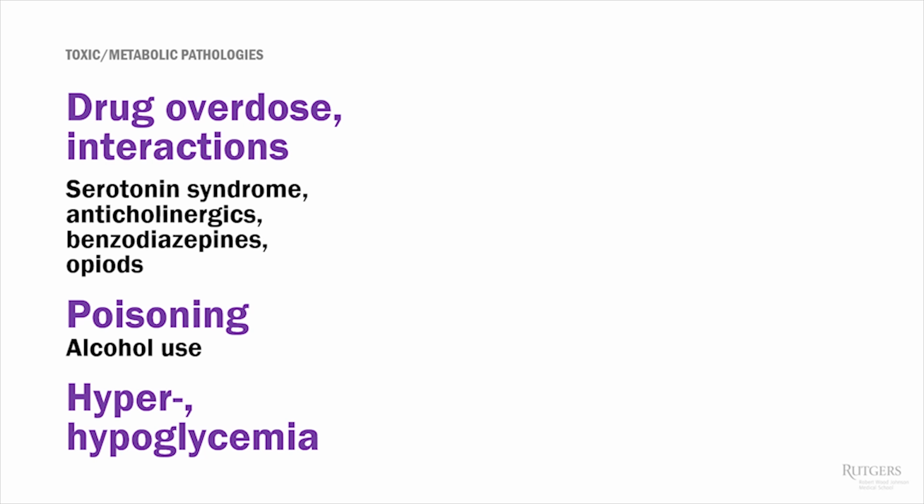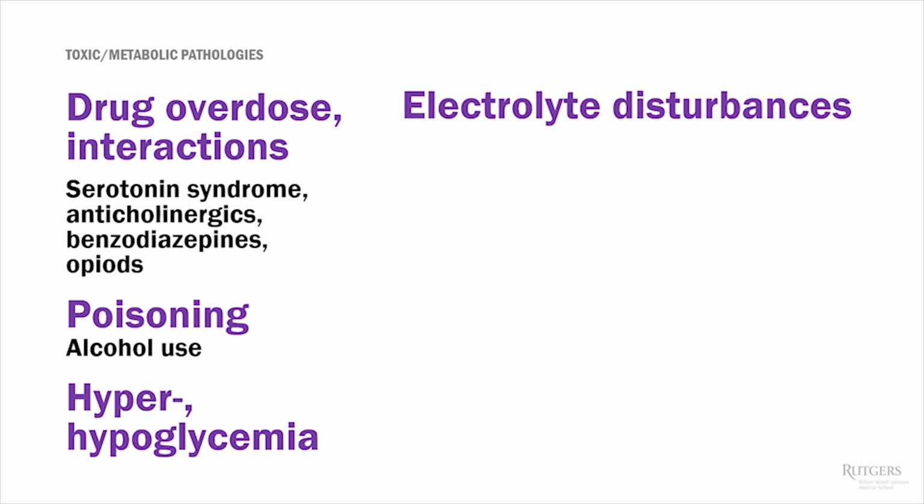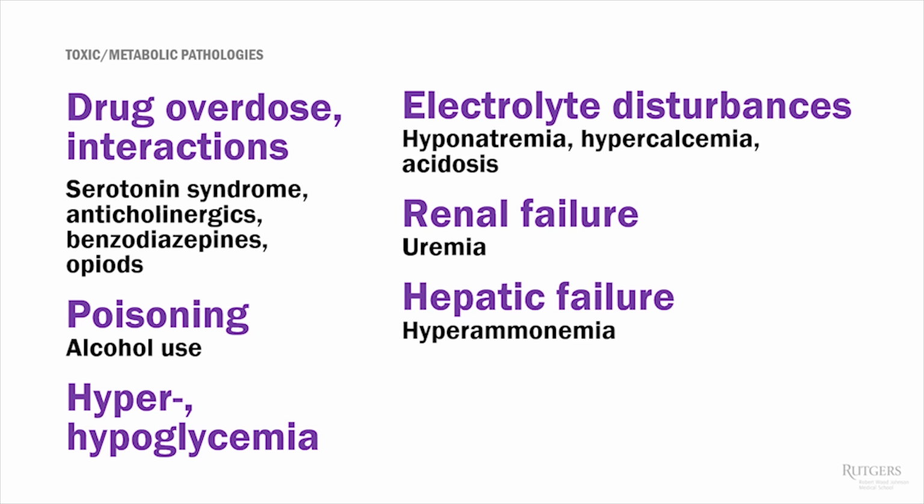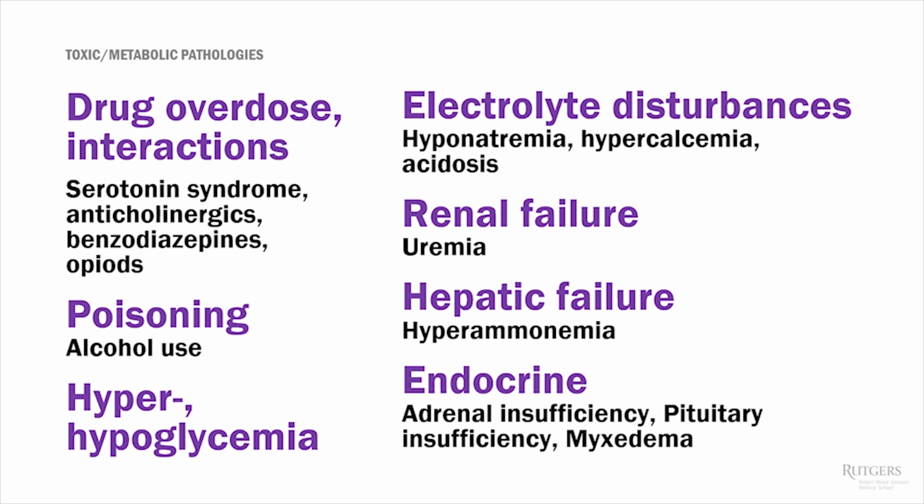You could also look at electrolyte disturbances, hyponatremia, hypercalcemia, and acidosis, renal failure, uremia, hepatic failure causing hyperammonemia, and endocrine disturbances, including the adrenal glands, pituitary gland, and thyroid gland. Obviously, that's a long list, so let's look at some examples.